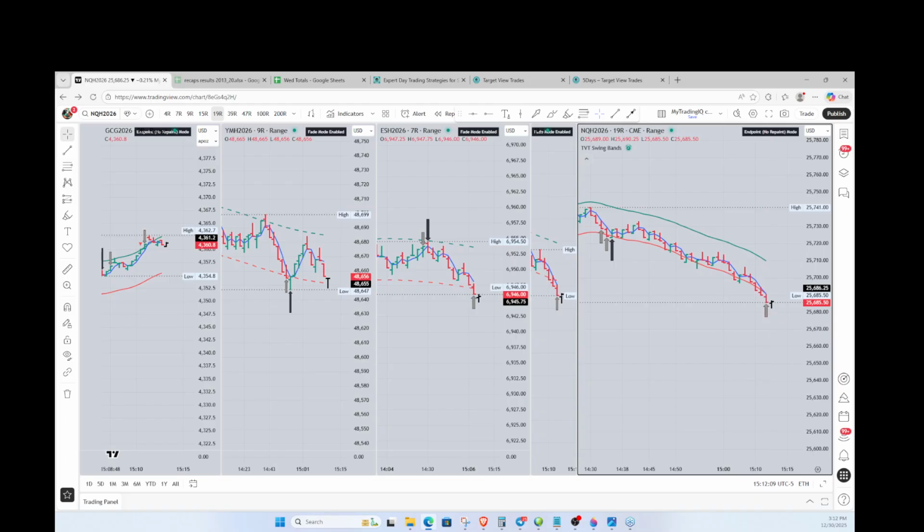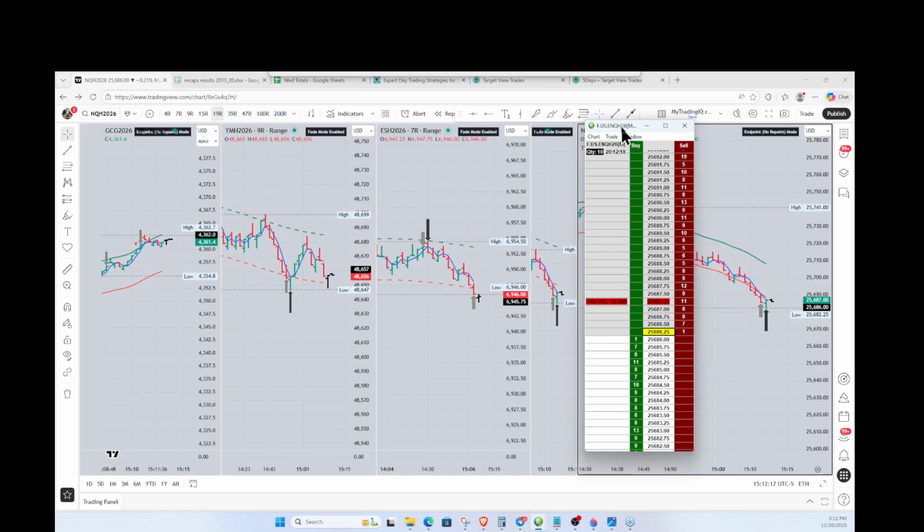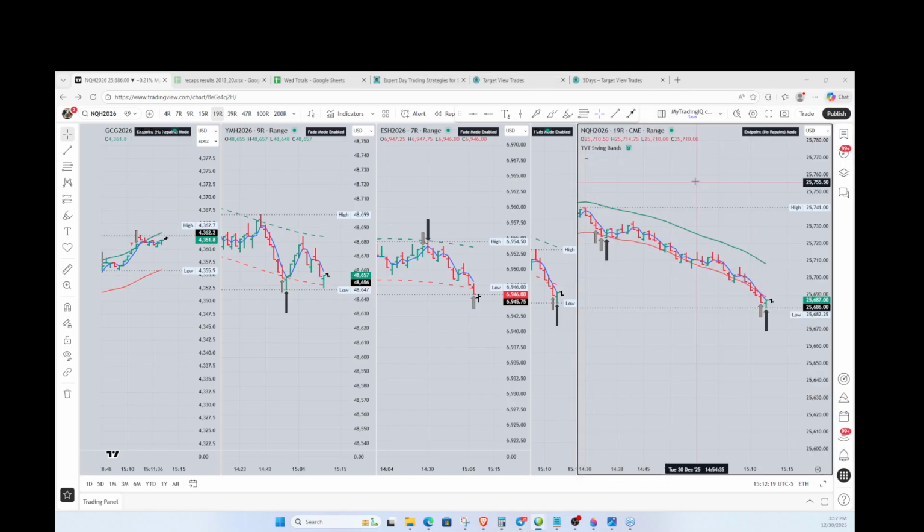We need an up close here on the NQ. An up close on the NQ will probably give us a black arrow. There it is right there. So that's a long on the NQ. Here it is. Okay. Now, once that goes 10 ticks into profit, it's going to bump my stop to plus 4 ticks on the NQ. We have one right here on the ES coming up too, so get ready for that as well.